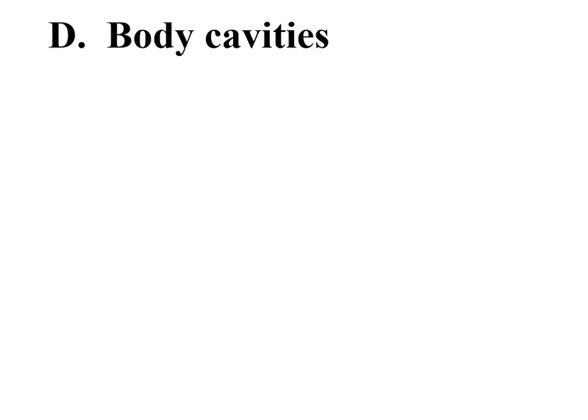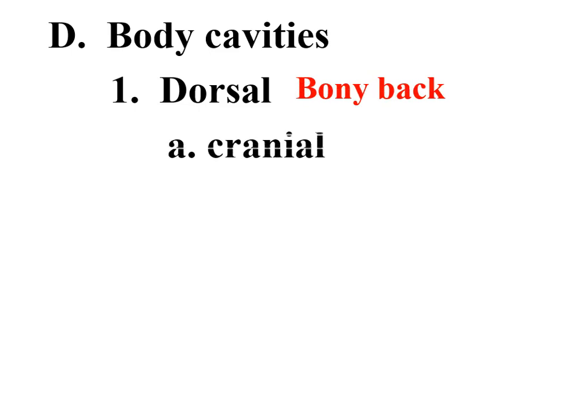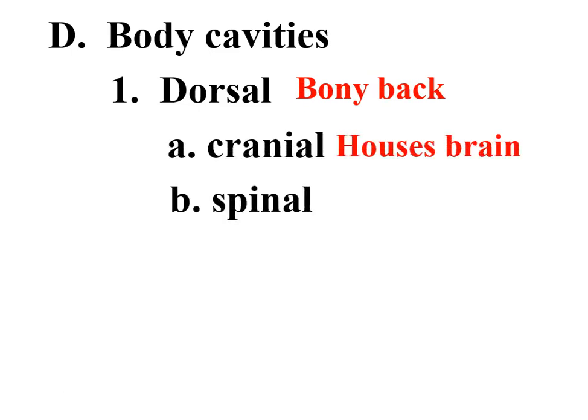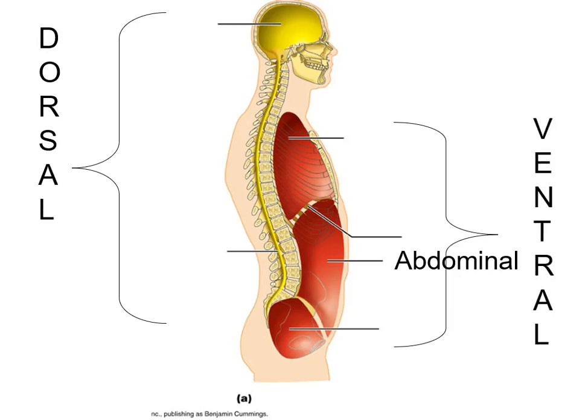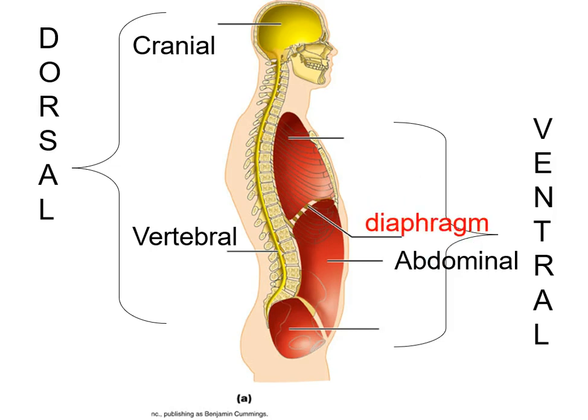Body cavities. If I start dividing my interior into pieces, I can see that the inside of my body has cavities that hold organs. A dorsal cavity, do you remember what dorsal is? Bony back. Those are going to be the cavities of the backside. So that's going to be the cranial that houses the brain and the spinal that houses the spinal cord. So that would be the yellow cavities or the dorsal cavities, and the red cavities are on the belly side. They're the ventral cavities. Dorsal cavities are cranial and vertebral or sometimes spinal cavities.